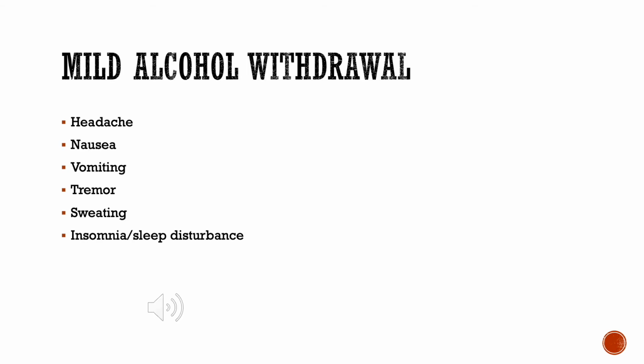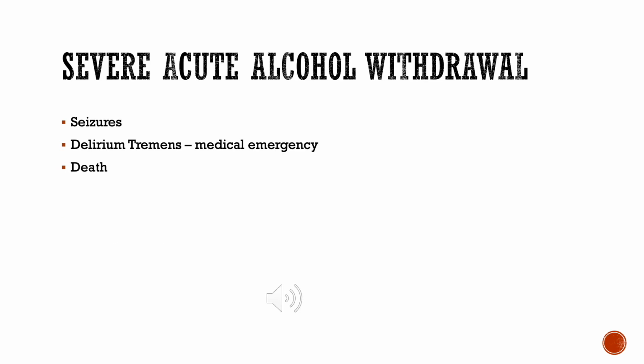Now I'll go on to talk about the symptoms of acute alcohol withdrawal. Mild alcohol withdrawal is very common and happens in a lot of people just as the alcohol levels drop in the blood. It can cause headaches, nausea, vomiting, tremor, sweating, and some sleep disturbance as well. It can take a few weeks for the sleep pattern to return back to normal in mild alcohol withdrawal. Mild alcohol withdrawal is self-limiting and tends to resolve by itself without requiring any treatment.